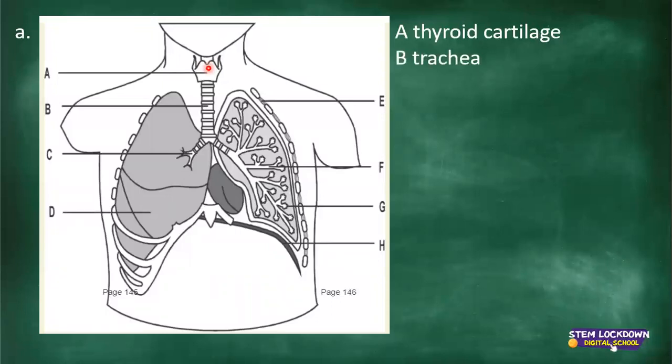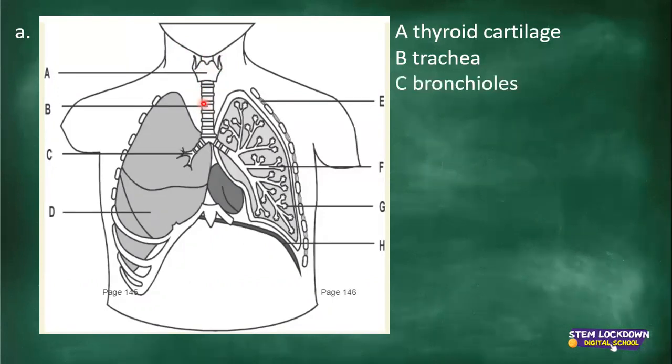B is the trachea. I always draw the trachea, actually. A is thyroid cartilage, B is trachea. Remember, we did the thyroid gland when we were learning the endocrine system. Now we are seeing the thyroid cartilage over there in the neck area. B is the trachea. Thank you, Bushe.